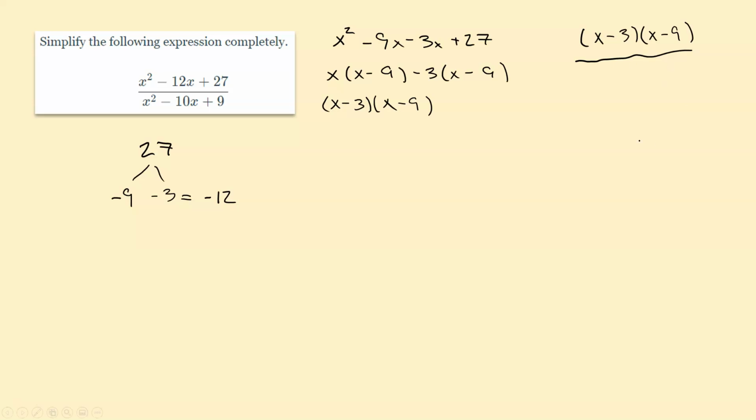Now we've got to figure out how the denominator factors. Once again, I'm going to do an ACB tree. A times C is 1 times 9, so that's 9. I'm going to figure out two factors of 9 that add to give us negative 10. For this one, I'm thinking it would have to be negative 9 and negative 1. Negative 9 times negative 1 gives me positive 9. Negative 9 minus 1 gives me negative 10.